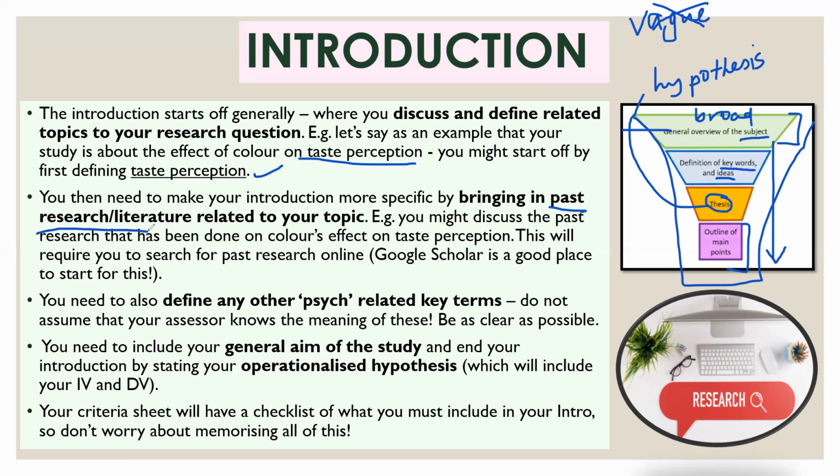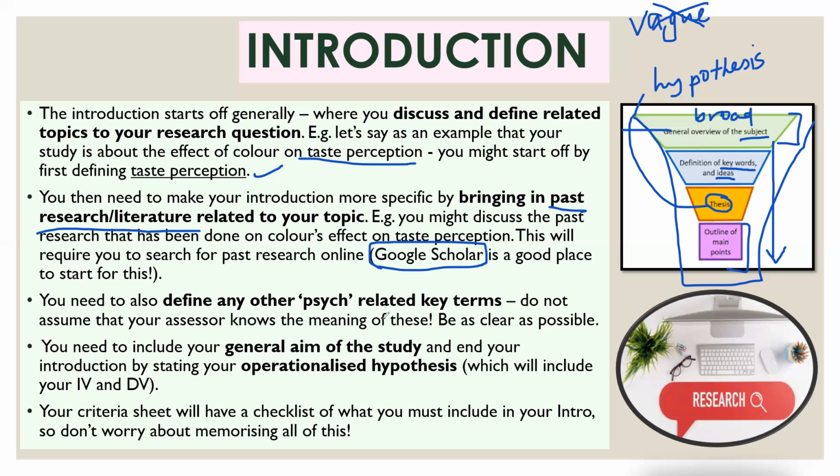Past literature means you're going to go on the internet and find some past journal articles or research studies that you can include. Google Scholar is a really good place to start for this. When I was in uni, I used to find all my journal articles from Google Scholar. I'll show you guys how to use this. It's really easy, and it actually does your referencing for you, so that will save you some time as well. I'll show you guys how to do that during the planning component.